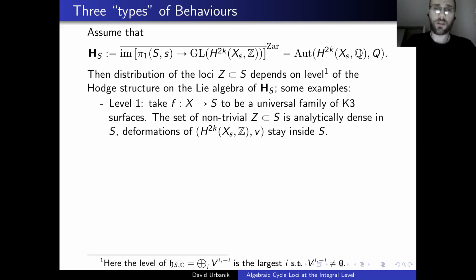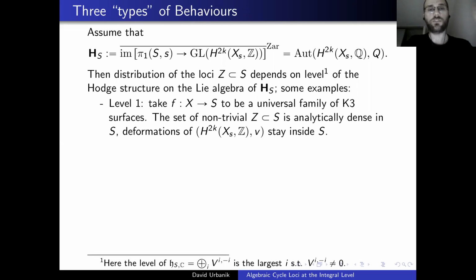So for level 1, an example of the kind of thing that happens is you can take a universal family of K3 surfaces. What I mean by this, there's no universal family, strictly speaking, of K3 surfaces. I mean a family of polarized K3 surfaces such that every polarized K3 surface occurs as a fiber and occurs at most finitely many times. There are standard constructions of these kinds of things.